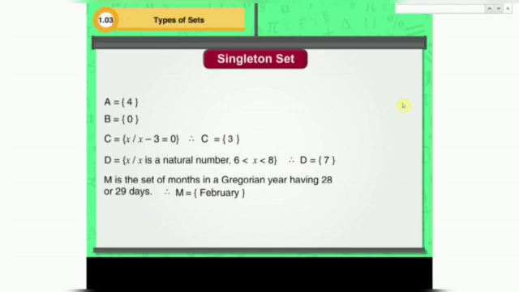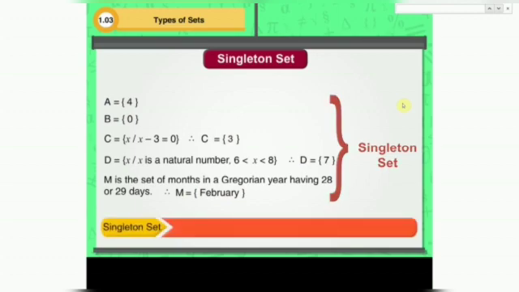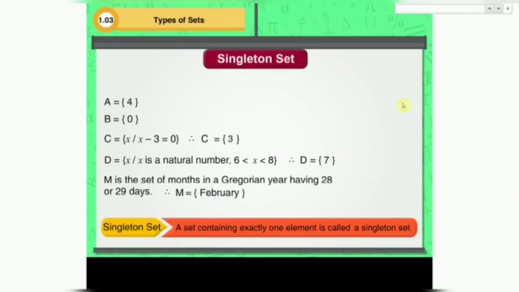The answer is they all have only one element and hence they are called singleton sets. A set containing exactly one element is called a singleton set. The next type is an empty set.